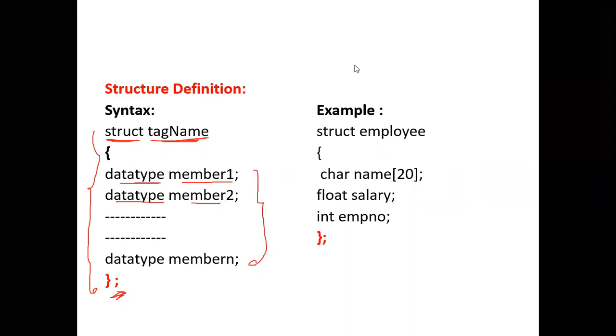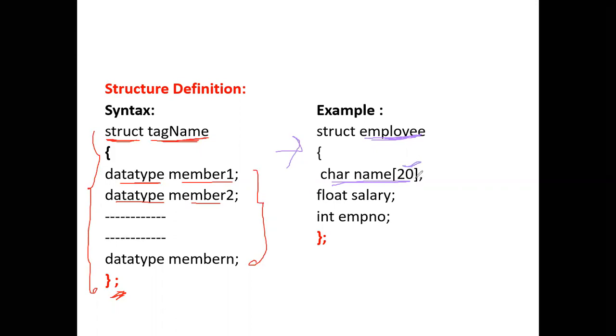So here we have a simple example. We are defining a structure with the tag name employee, and in the structure we are storing the employee details. Here in this example we are storing 3 details of different data types. Here we have declared a string. We have already studied strings. The maximum size of the string is 20.